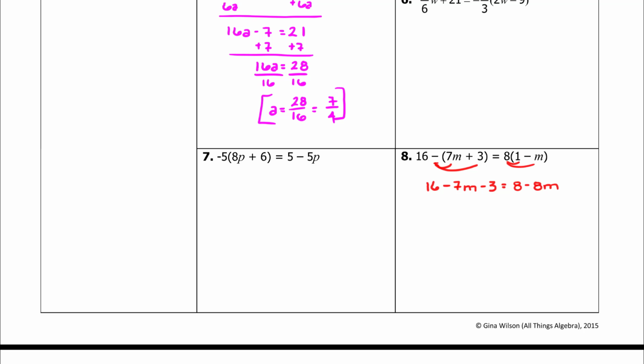Then just like we did in example 5, we start moving things around until we get all of our variables on one side and all of our constants on the other. We also notice that we can combine this 16 and negative 3 to get 13 minus 7m.